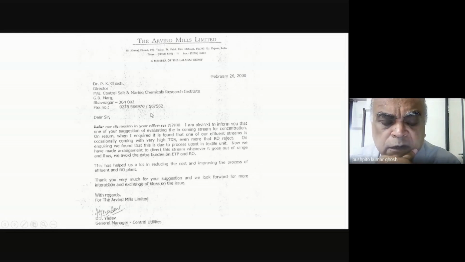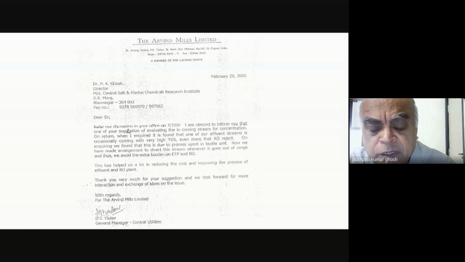So what happened was that these people would come and talk to me, or I think I had gone to their factory sometime, and they discussed a problem. What they were doing was that they were trying to recover water by RO, and they were having problems doing this. Their energy cost in doing the RO was very high. So they wanted to see if they could reduce the energy cost.